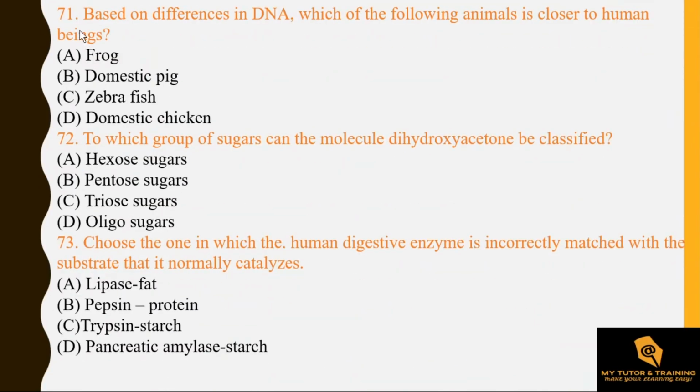Good, question number 71. Based on difference in DNA which of the following animal is closer to human being? A. frog, B. domestic pig, C. zebra fish, D. domestic chicken.